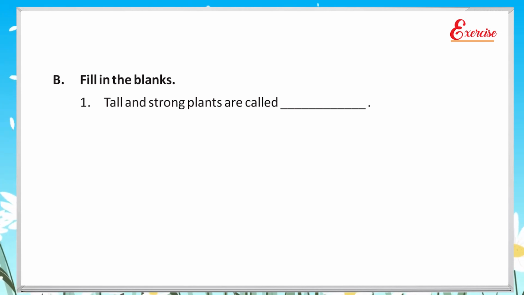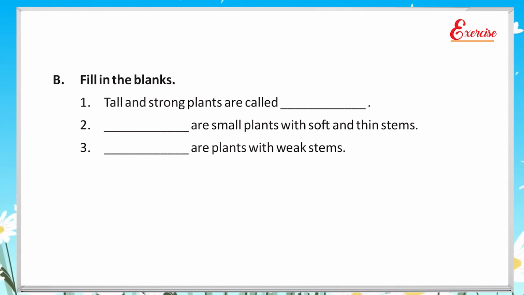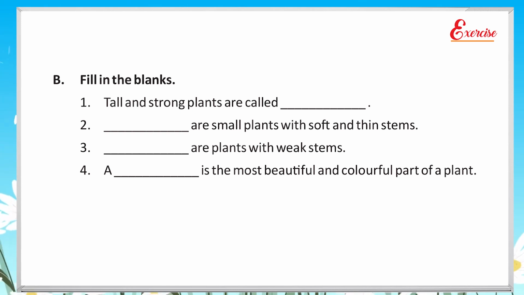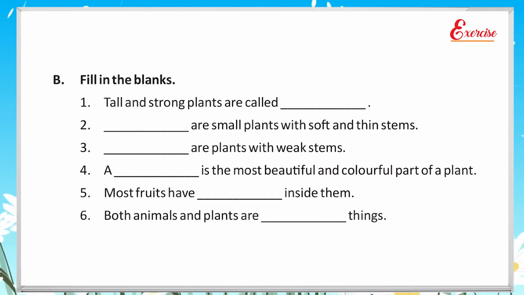B. Fill in the blanks. 1. Tall and strong plants are called. 2. Are small plants with soft and thin stems. 3. Are plants with weak stems. 4. Is the most beautiful and colorful part of a plant. 5. Most fruits have inside them. 6. Both animals and plants are things.